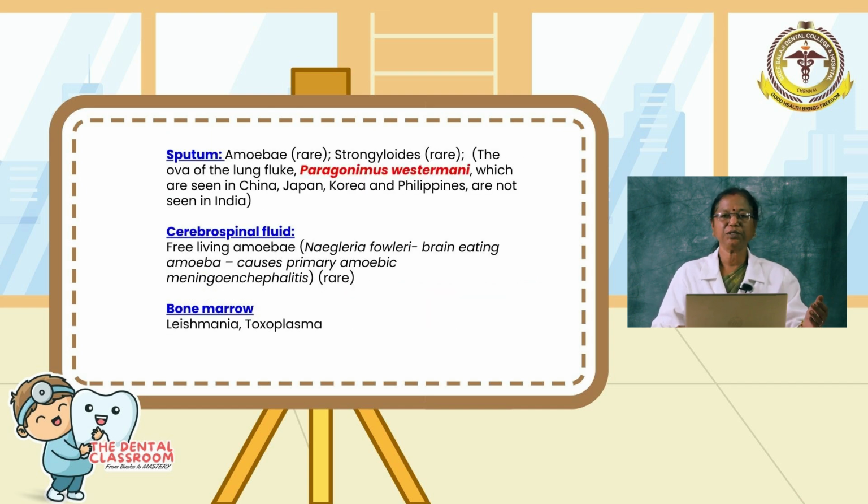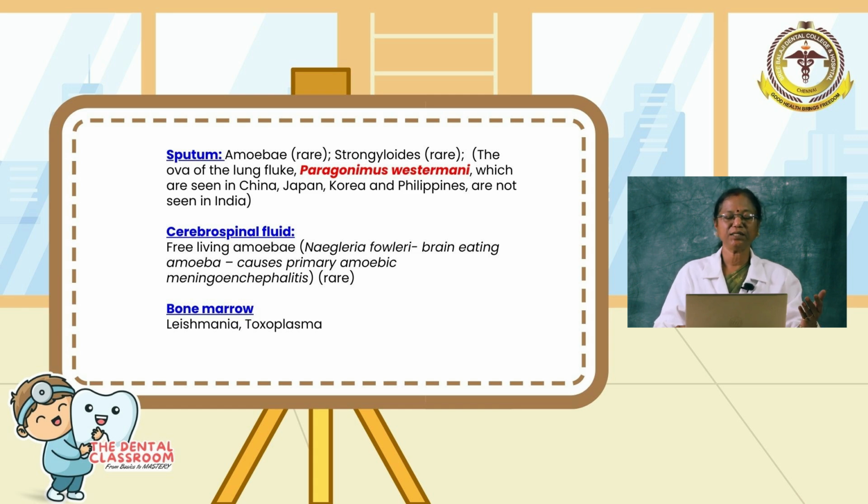In case of sputum, clinical specimen, amoeba can be observed, but it is very rare. Then you have Strongyloides, that also is rarely observed. But in case of China, Japan, Korea and Philippines, you can see the ova of the lung fluke Paragonimus westermani. The Paragonimus westermani is a lung fluke which is observed in other countries but not found in India.